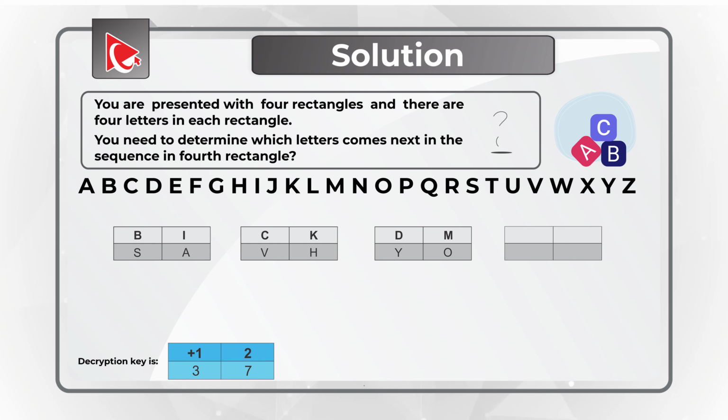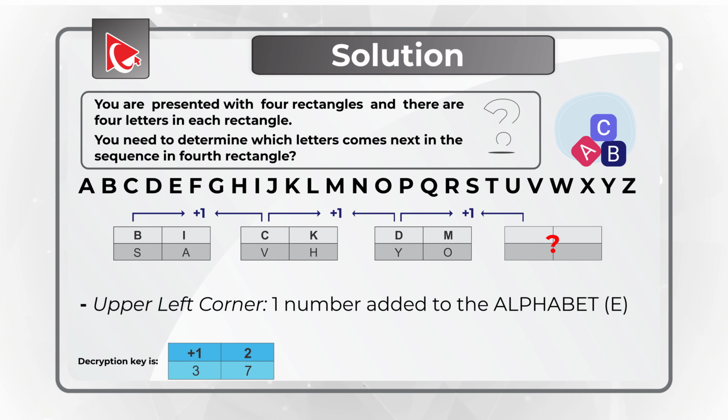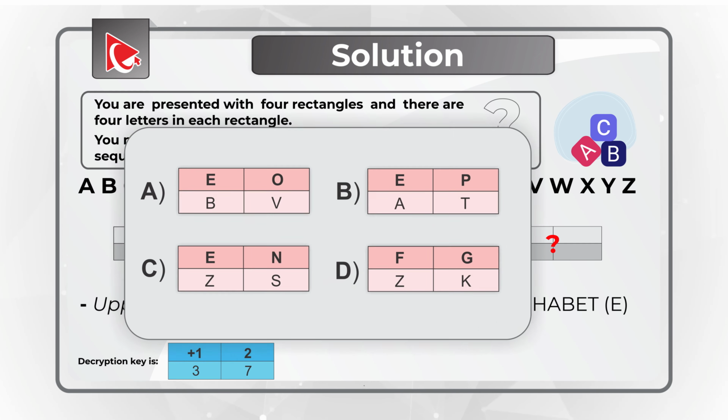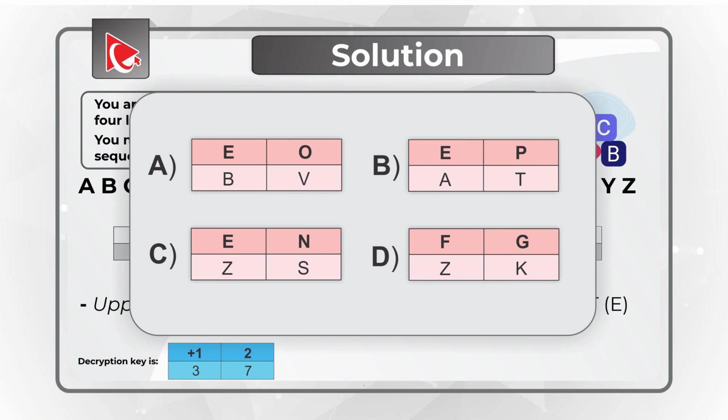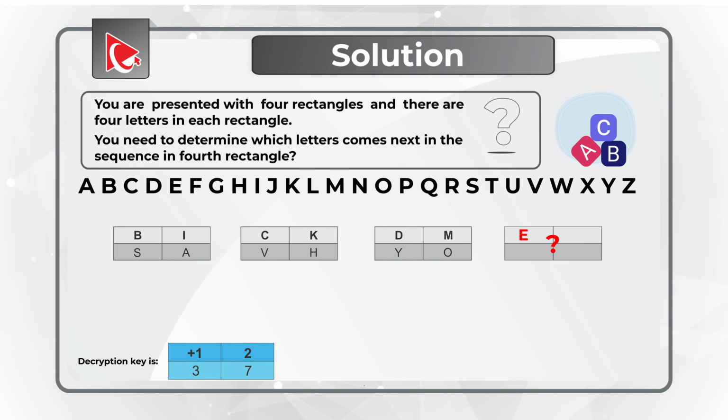Let's look into details. Let's start with the upper left corner of the rectangle and look at the existing sequence. You see that the letters are B, C, D, and they match the English alphabet 1 to 1. So the next letter would be E. But if you look at the set of answers, choices A, B, and C all have the letter E in the upper left corner.